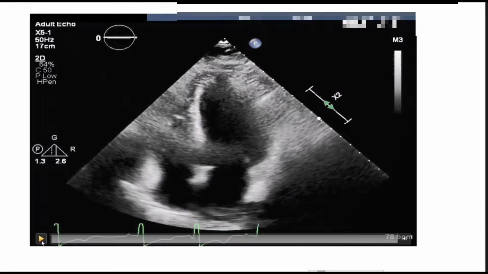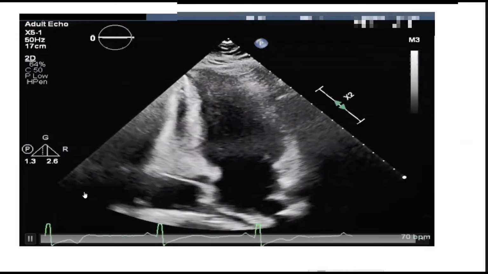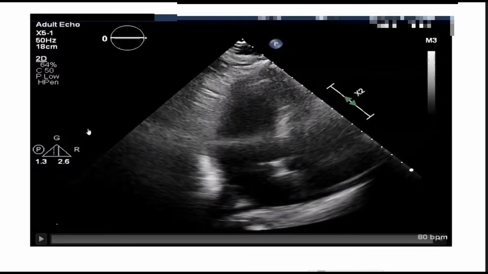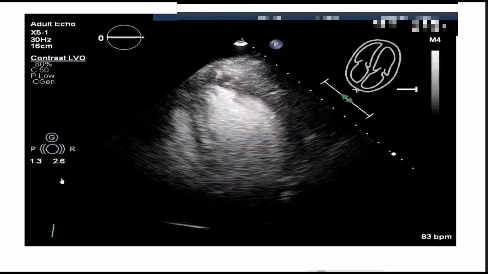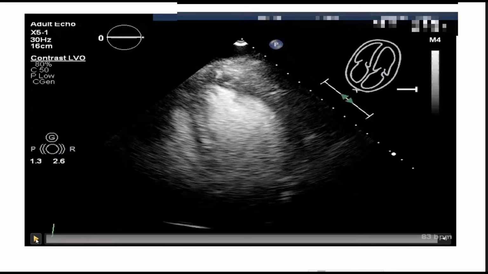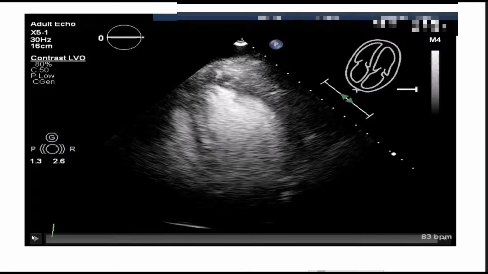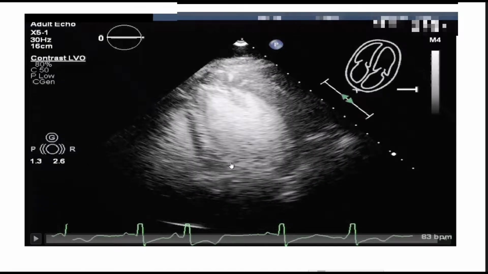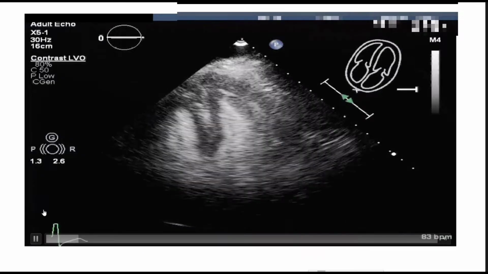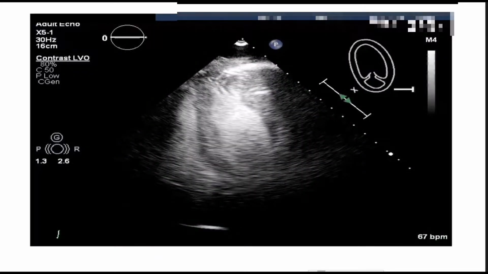Any comments about what we're seeing? So very good for the text to use contrast, because we really weren't seeing a great deal of definition there. And let's see, does this help anybody? It's looking a little bit like apical hypertrophy to me.